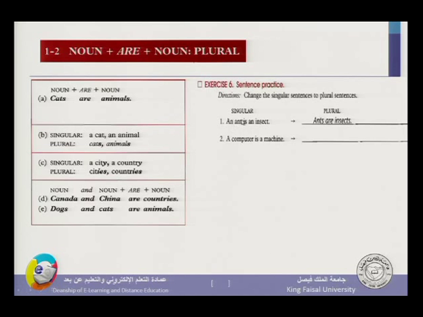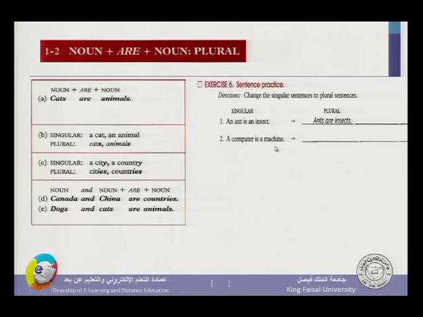So instead of saying an ant, we'll make it plural by saying ants, by adding an s and removing this an, because an is used only with singular. So ants, and now I have to change also the form of the verb to use the one that is suitable for the plural. So ants are, and then insects, the plural of insect. All right, so we say ants are insects.